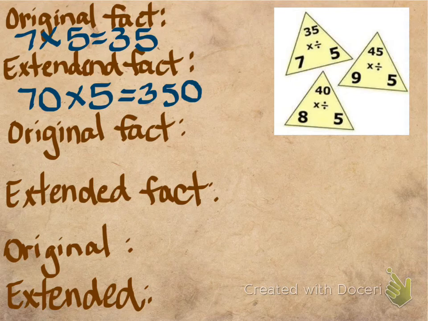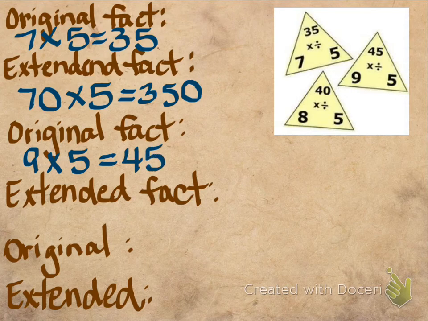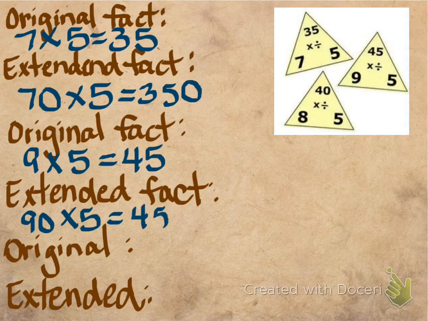Okay, let's take a look at the 45, the 9, and the 5 fact triangle. What would your original fact be? Could say 9 times 5 equals 45. And if we turn that into an extended fact, we're going to add a 0 to that first number. So we're going to have 90 times 5. And now I'm going to solve my basic fact. 9 times 5 is 45. And then I'm going to move that 0 over, which gives me 450.